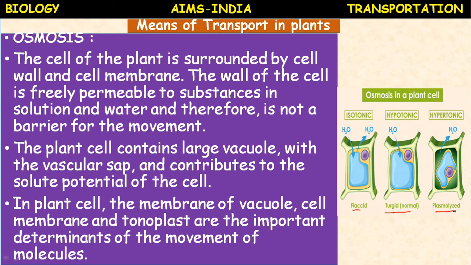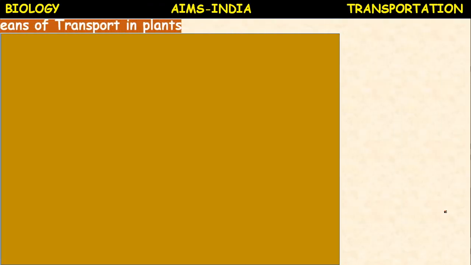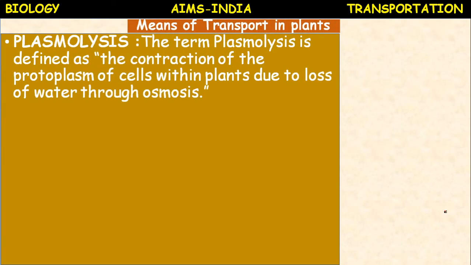But plasmolyzed means hypertonic. When the concentration inside the vacuolar sap is more compared to the external environment, the water present in the cell goes out to maintain the osmotic balance. So the cell is plasmolyzed. Shrinkage occurs. This is osmosis in a plant cell. Then, the means of transport in plants.